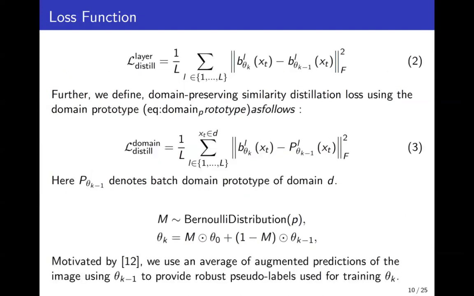So coming to the loss function, we define two loss functions. One is the layer distillation loss function, which enforces similarity between the student and teacher models and their corresponding batch normalization prototypes. Similarly, domain distillation enforces, for each domain, that the batch norm prototypes be similar to that of the domain-aware prototype. Here, beta_t^(k-1) denotes the batch domain prototype of domain T.